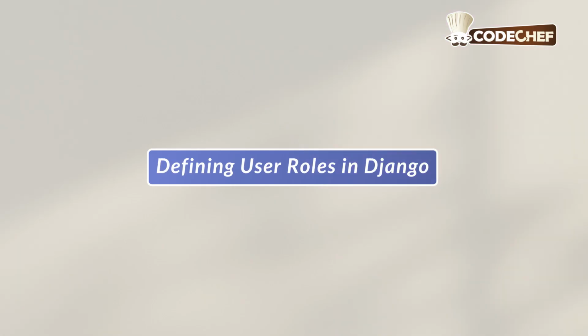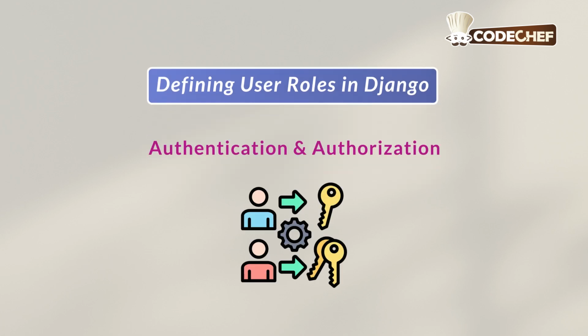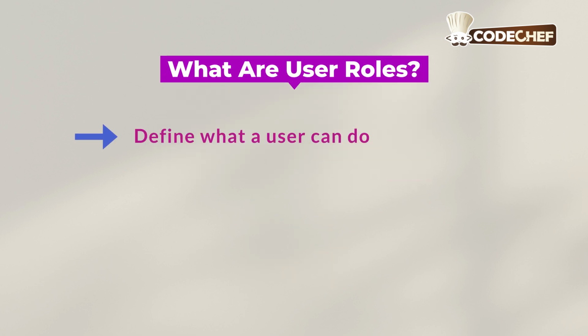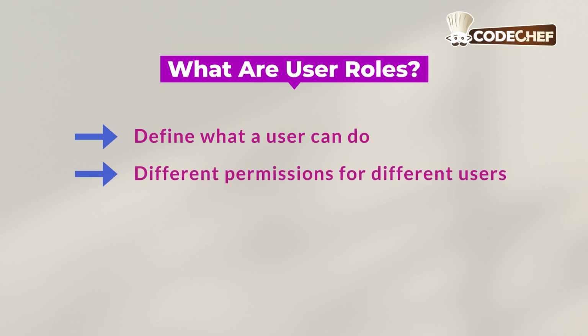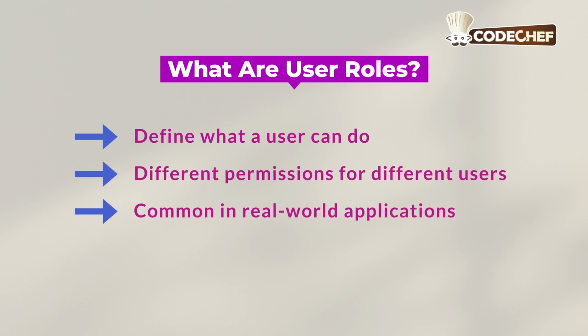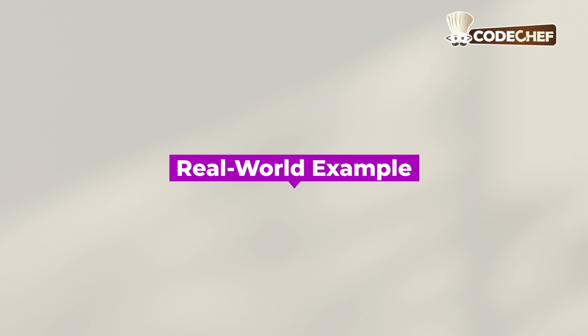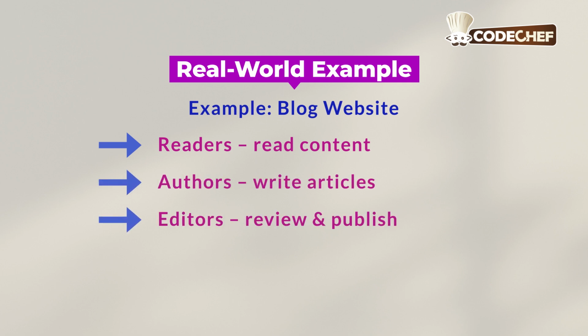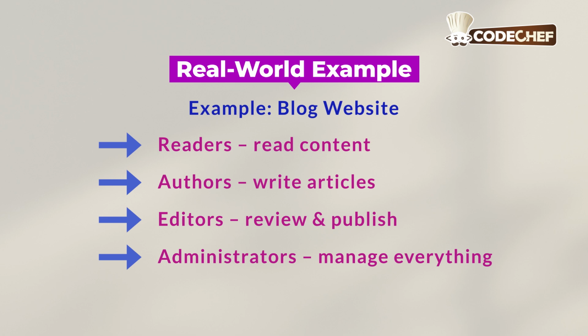So let's get started. In this lesson, we are going to focus on defining user roles, which is an essential part of authorization in Django applications. Now, what are user roles? A user role defines what actions a user is allowed to perform in your application. Almost every real-world application uses roles to separate responsibilities and to control access. Now let's take a real-world example here. Consider a blog website. Some users only read articles, some write them, some edit and approve them, and some manage the entire platform. Each of these is a distinct role.